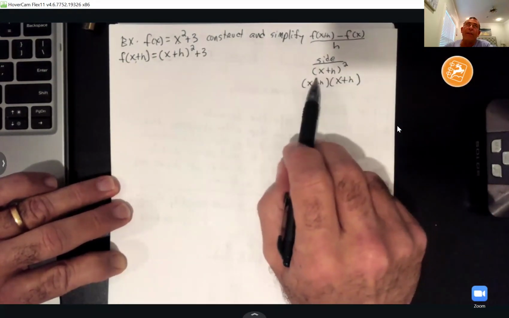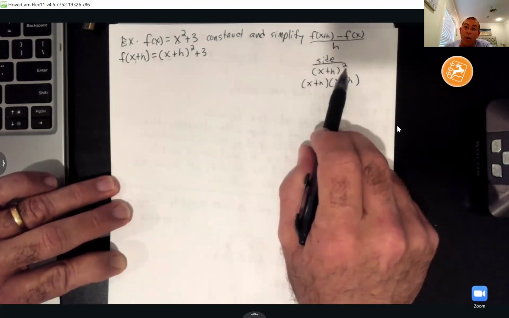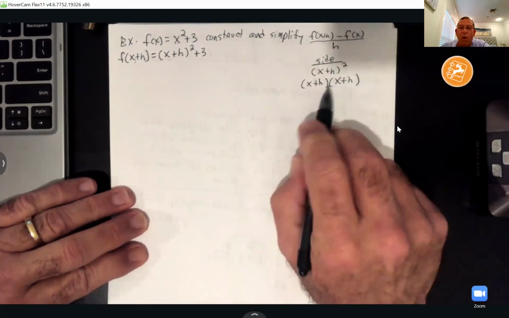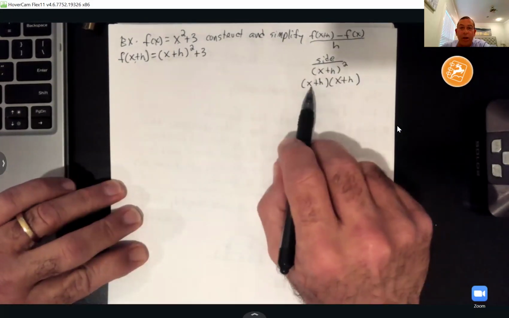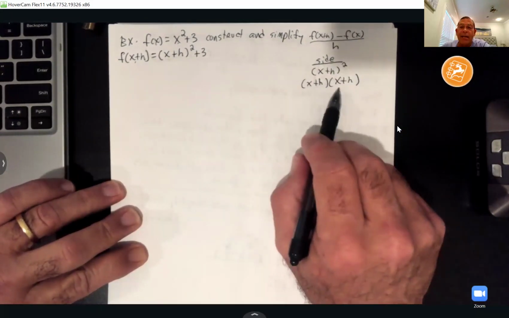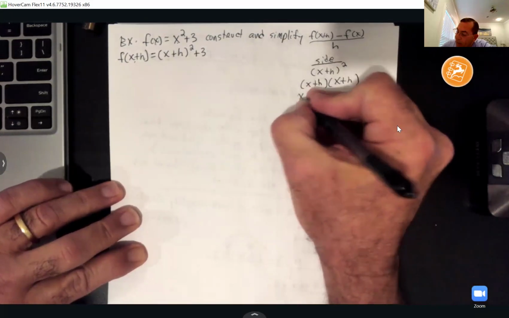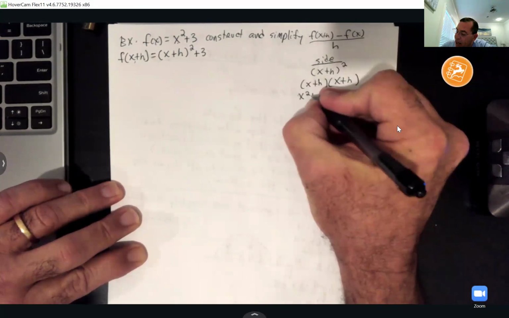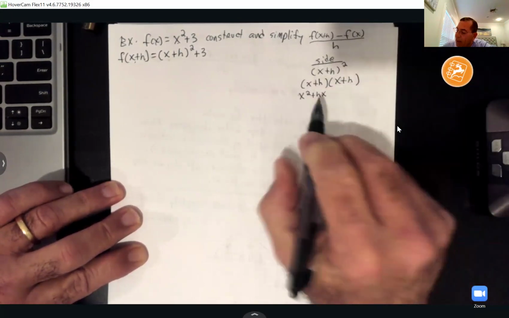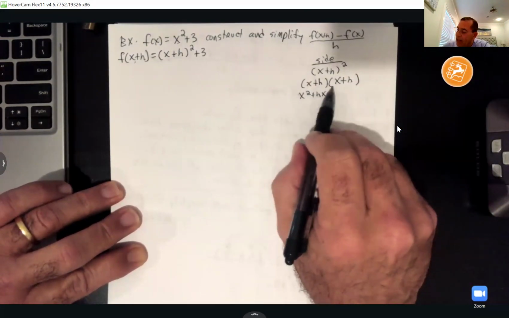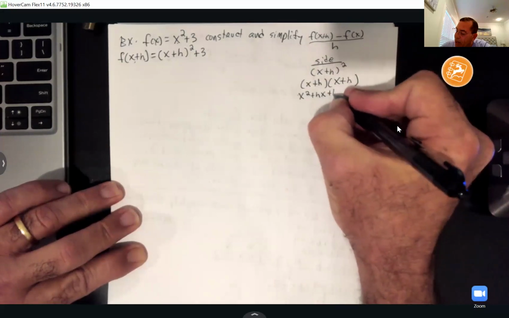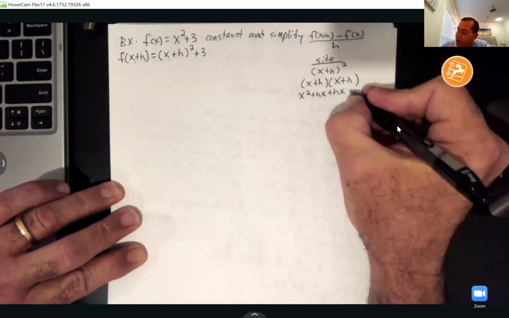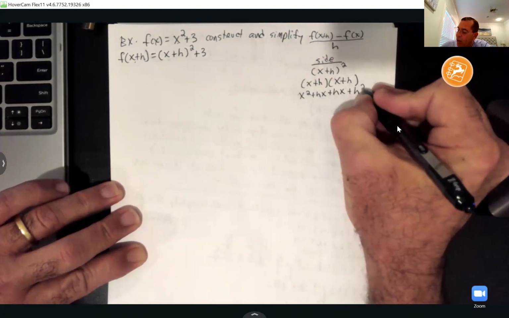And y'all, I think a little bit later on, we'll have a cube over here, so that'll be even funner. So what we get here, I want y'all to save it for y'all's. So x times x is x squared. X times h is a hx. Starting on the inside, h times x is another hx. And then finally, h times h is h squared.